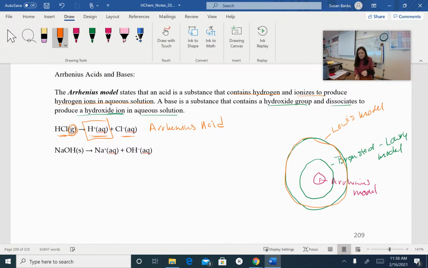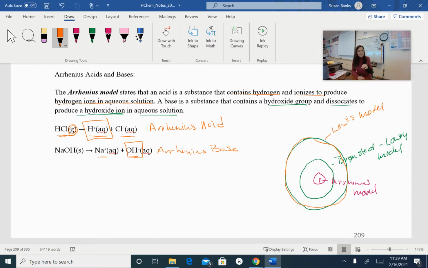Okay, and then notice I have an Arrhenius base. I have sodium hydroxide solid, and when I dissolve that into water, I will get the sodium ion and the hydroxide ion, and having that hydroxide ion makes it an Arrhenius base. Okay, so Arrhenius acid, I have to have hydrogen ions. An Arrhenius base, I have to have hydroxide ions, and they have to be in water. Okay, did you guys see that? They have to be in water solutions.